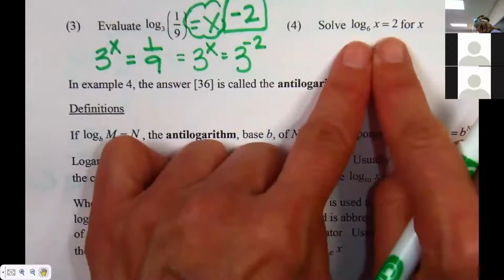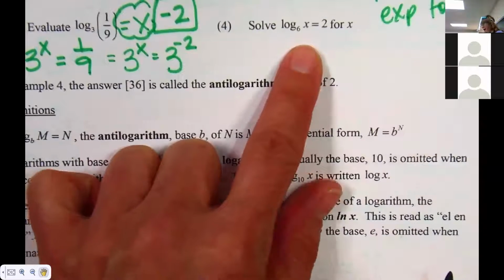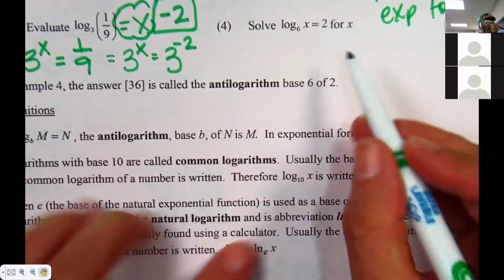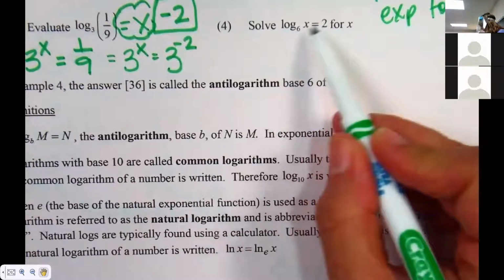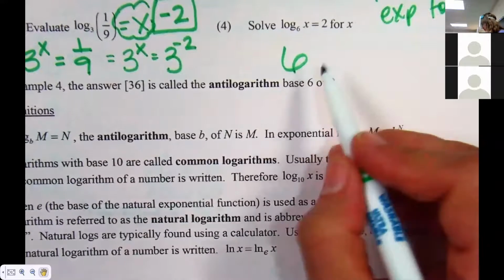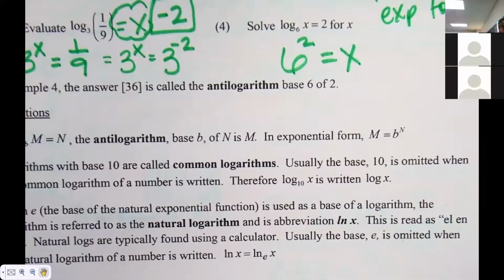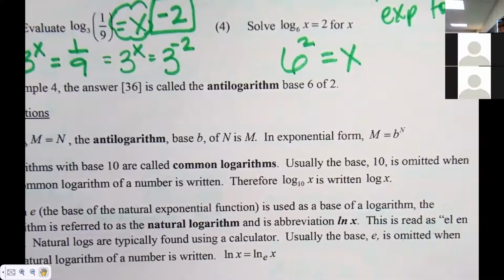So here's where we're actually solving because there is an equal sign. So let's go ahead and put this in exponential form. So the base stays the same. What is that 6 being raised to? Y'all know that. What is that? What's the answer to that? Just what it is.